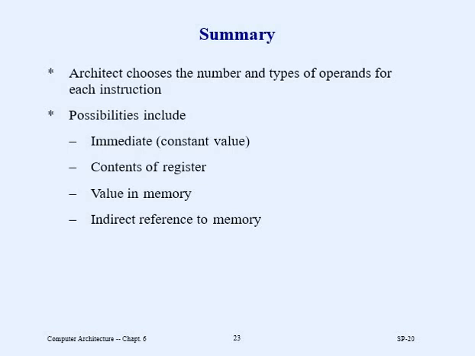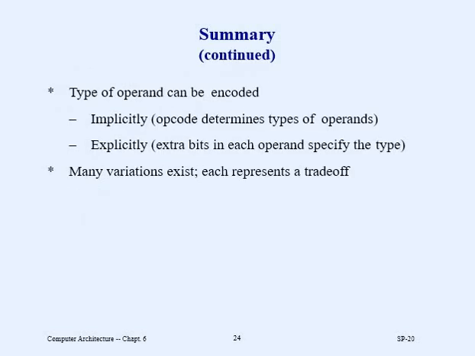The possibilities include immediate constant values, contents of a register, a value in memory, and an indirect reference to memory. All of this we have already discussed in the previous slides. If you have not understood it well, go back and recap it, read it from the book, and look for some examples on the internet as well to get a good grip on this topic.